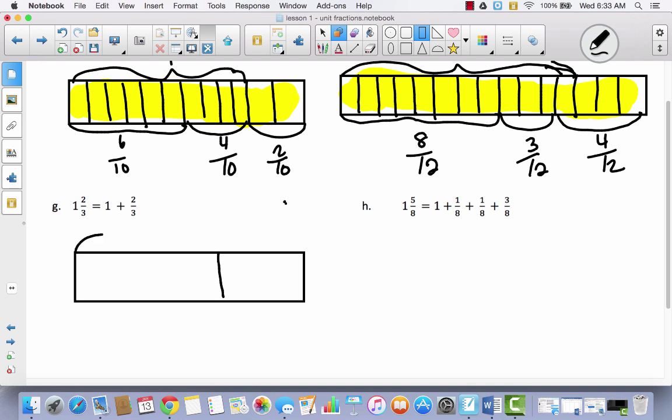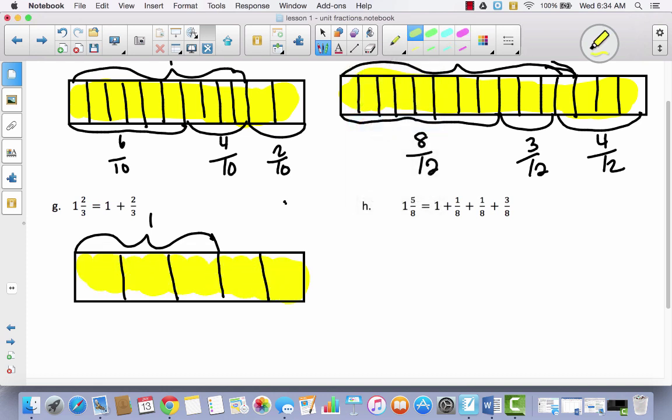So this is going to be my whole. And I know that these have to be divided into 3 parts because these are thirds. So I'm just going to go ahead and divide this into 3 parts like this. This is 3/3 or one whole. And I'm going to come down here and divide this into 2 parts. So now I have one whole and 2/3. All right, so we have to shade. So let's come back here and lightly shade. And then I'm going to label them. So this is one whole, and then over here I've got 2/3, 1 and 2/3, okay?